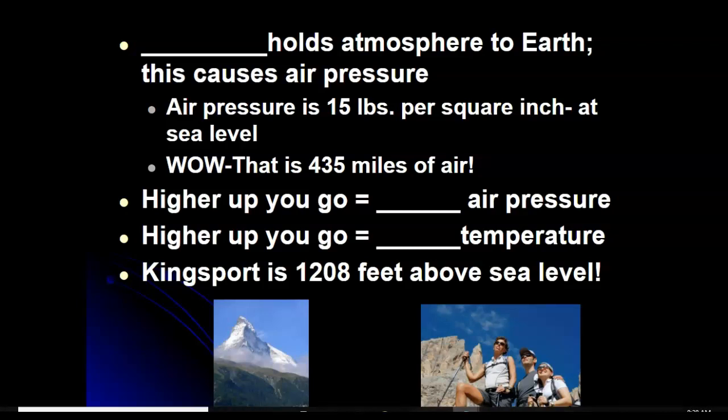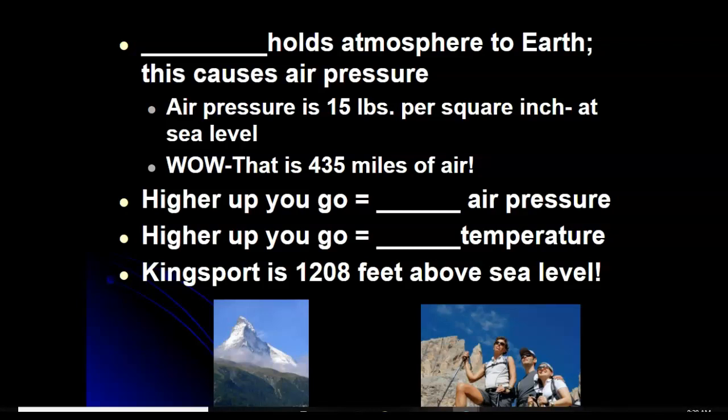So what is air pressure? Air pressure is the measure of the force with which air molecules push on a surface. Air pressure at the surface of the earth at sea level is 14.7 pounds per every square inch. We typically will round that to 15 pounds per square inch at sea level.